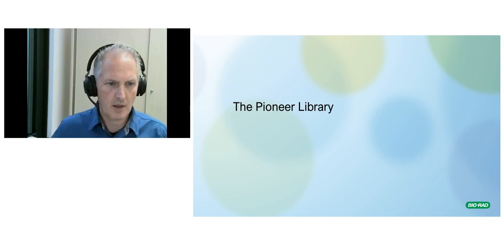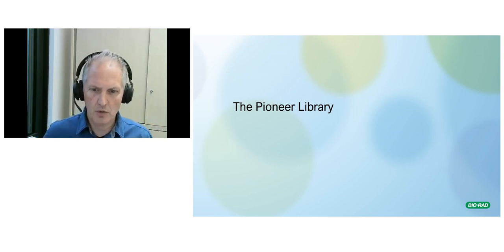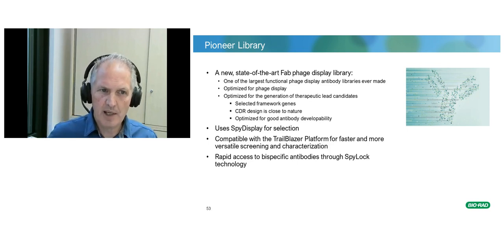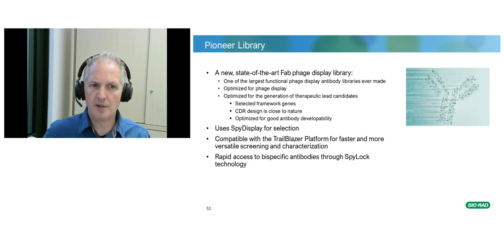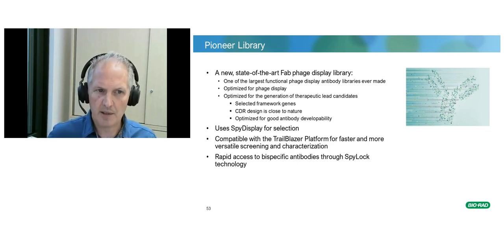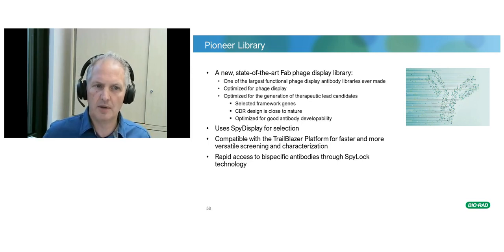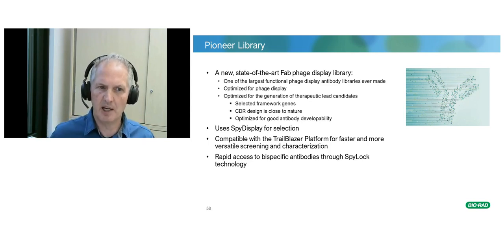Okay, and now I want to introduce you to our new Pioneer library. It's a new state-of-the-art phage display library. It's one of the largest functional phage display antibody libraries ever made. We optimized it for phage display so that ideally all antibodies can be selected by the method, whereas for most other libraries, you observe a large portion which is basically not selectable by phage display. So it's a dead volume.